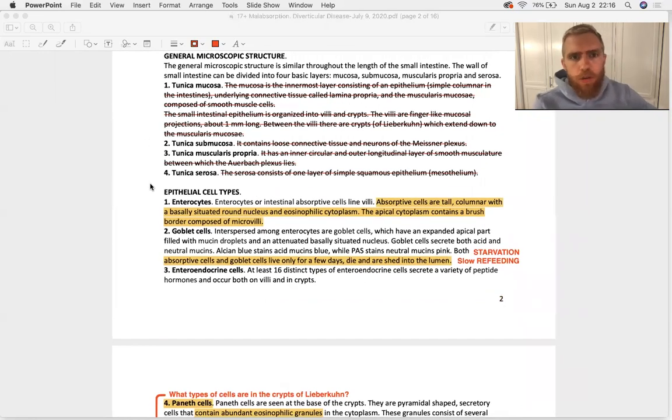The general structure of all the GI tract: you have a tunica mucosa, a mucosal layer, then you have a submucosal layer, you have a proper muscular layer, which is typically 2 layers of smooth muscle, circular on the inside, longitudinal on the outside. And then you have a serosa encasing your intraperitoneal organs. And if it's a retroperitoneal organ, it'll have an adventitia.